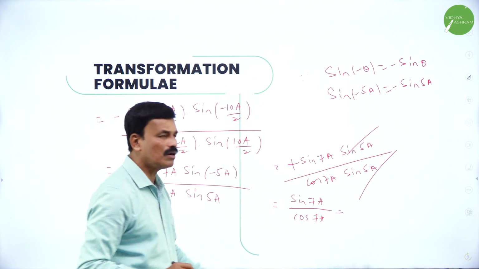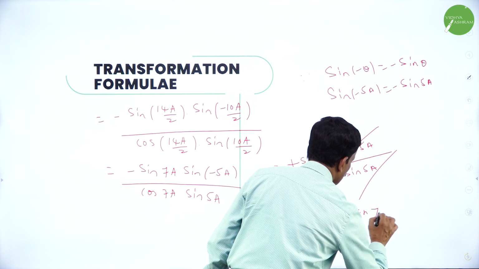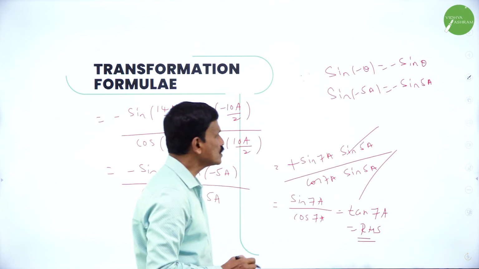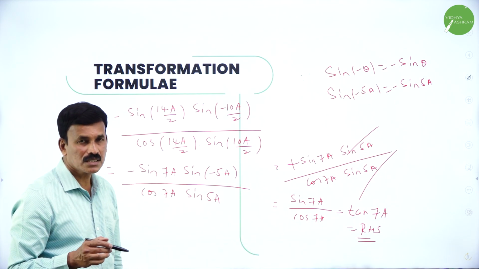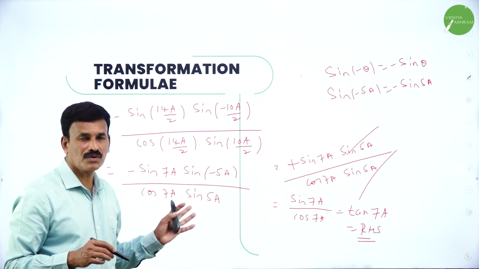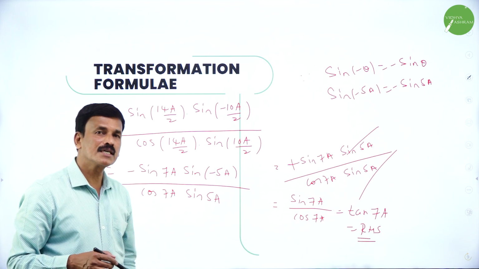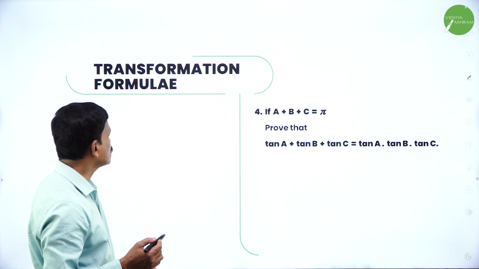So sine by cos is equal to tan 7a. That's it. This is the required RHS. What is the RHS? Tan 7a. Hope you followed. Just substitute the values in the formula for sin c plus sin d and cos c minus cos d. Cancel the terms which get cancelled and simplify, you will get the answer. That's it. Now move on to the next problem.